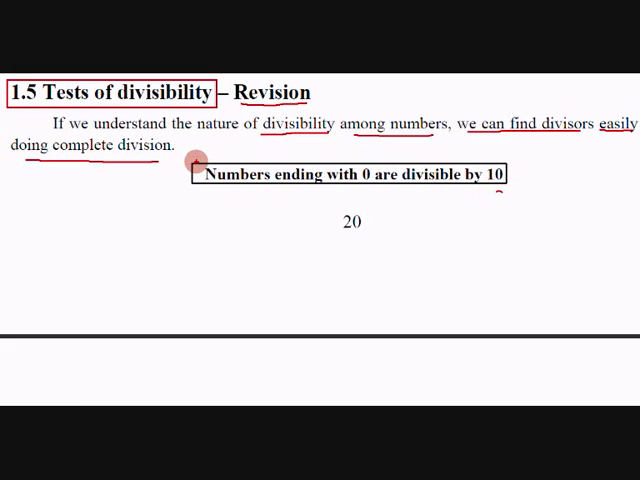For example, if you take this, numbers ending with 0 are not divisible by 10. Oops, they are divisible by 10. So numbers whichever end with 0 are divisible by 10. For example, 20, it ends with 0. It is divisible by 10. That is, divisible by 10 means it leaves no remainder, right? So likewise, without doing the arithmetic, we can say whether that number is divisible or not.